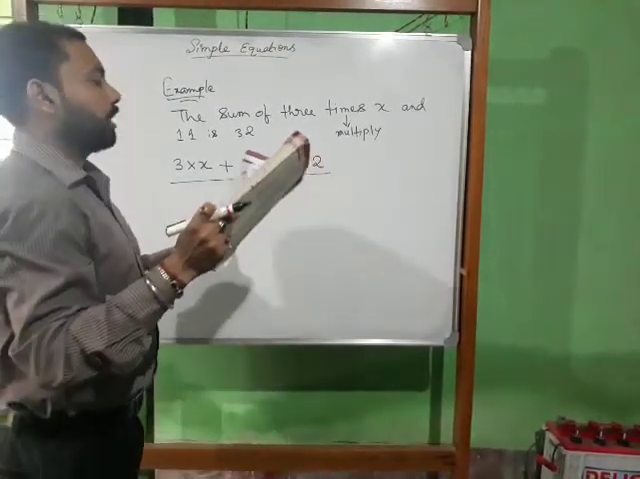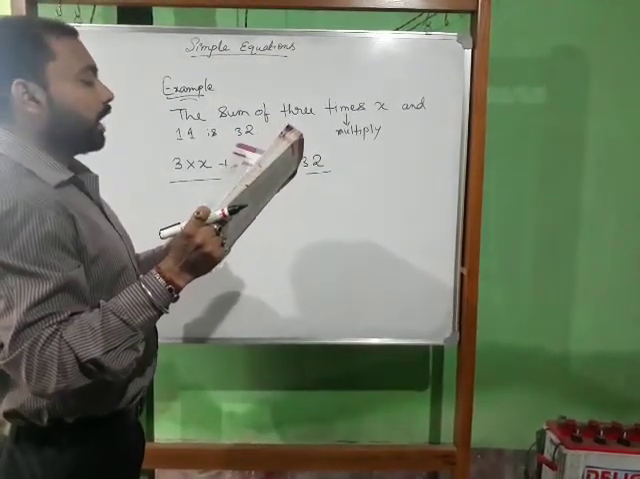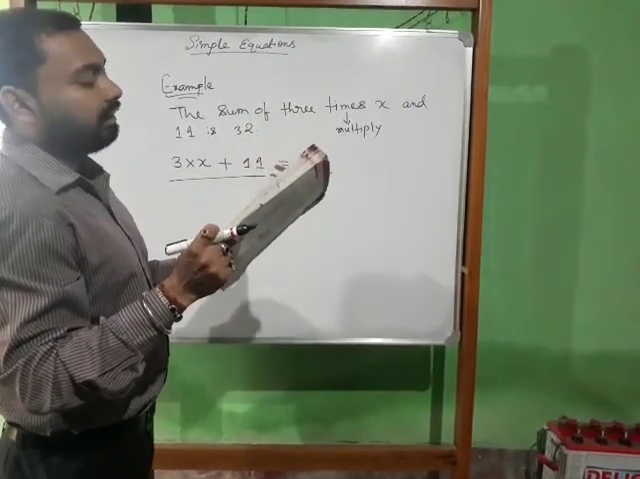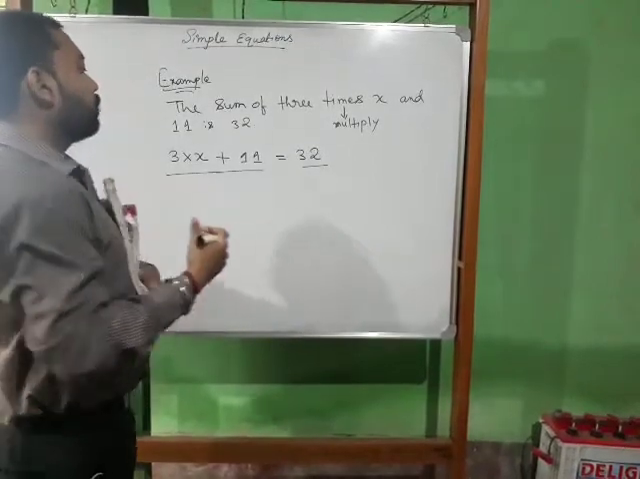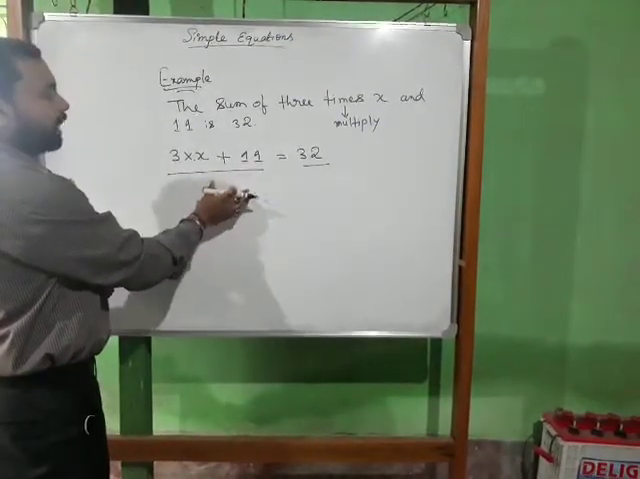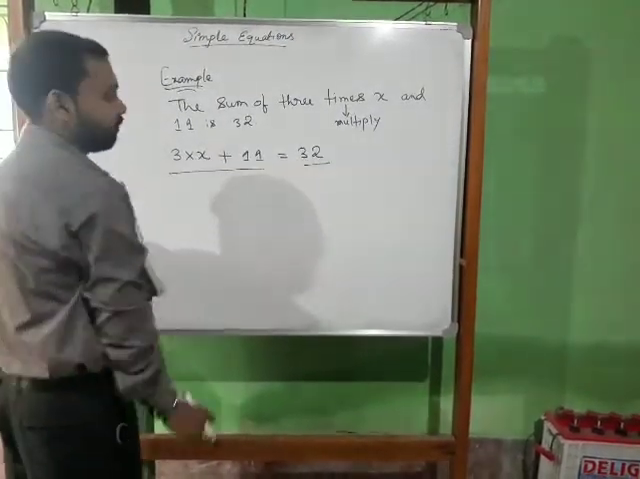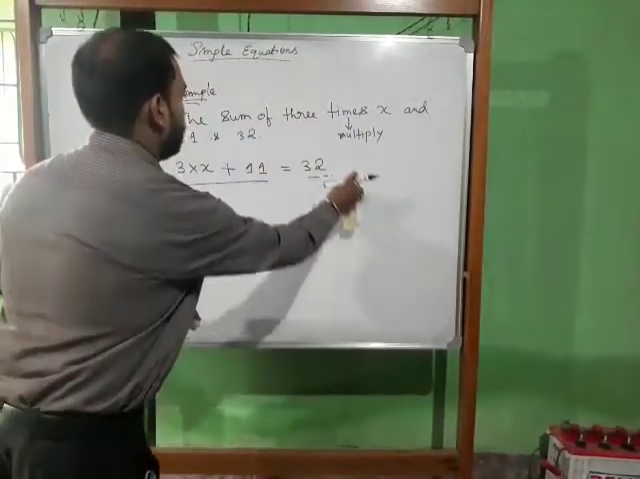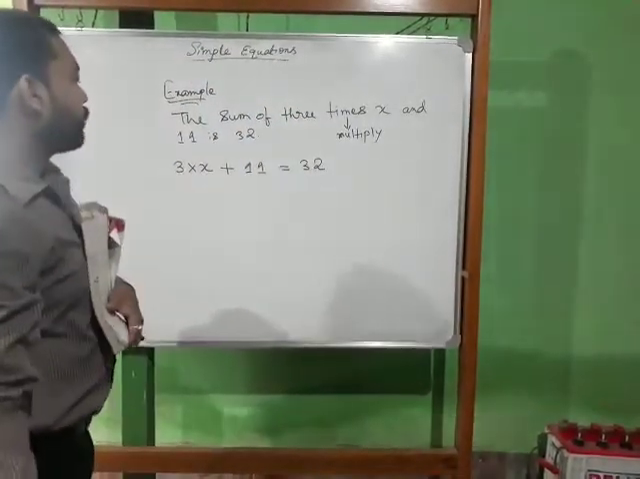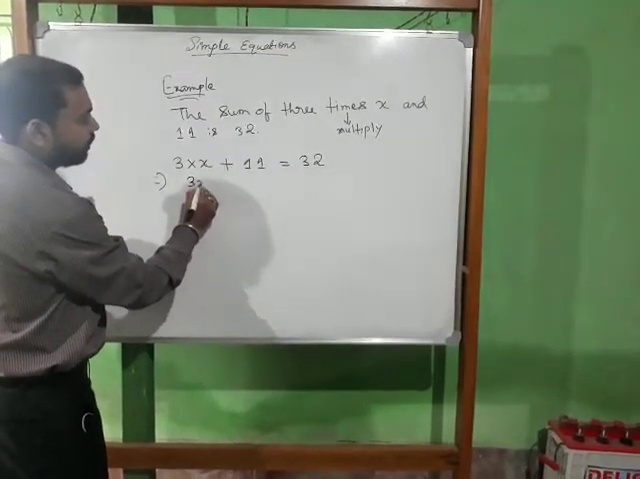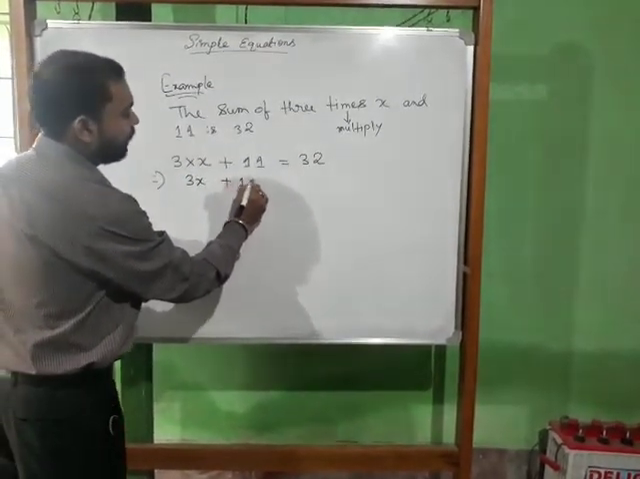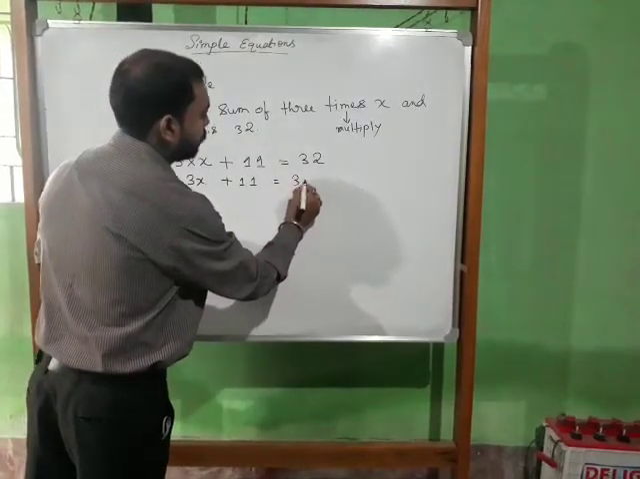By using the first step, to separate the variable and then solve the equation, let me follow these steps. How can we use the first step and then solve the equation? Let us continue. 3 into x we can write as 3x plus 11 equal to 32.